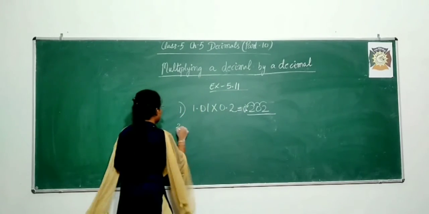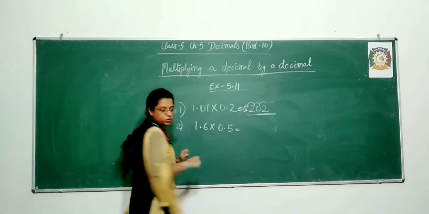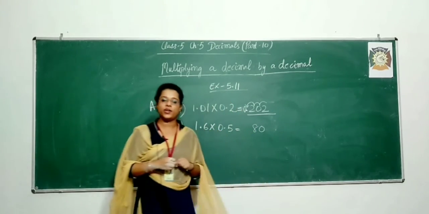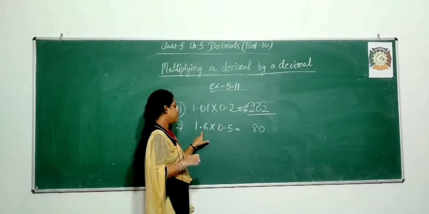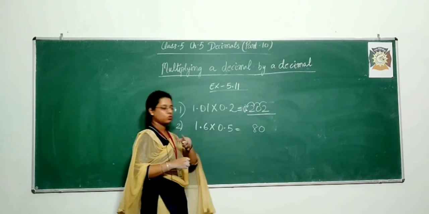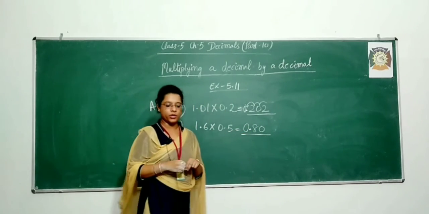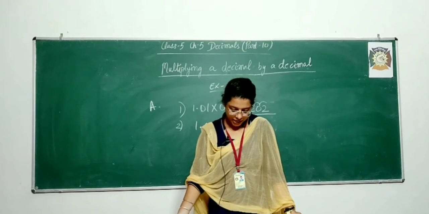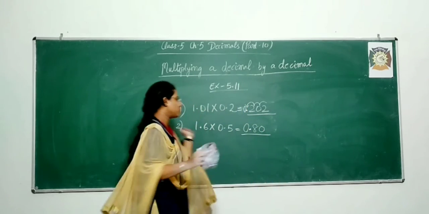Let's do some more parts. 1.6 into 0.5. It is given to be equal to 80. We have to place the decimal point at the correct position. Count the number of decimal places. It is 1 plus 1, 2 in total. So decimal point will be placed here and the answer will be 0.80. In the next part, we have to find the product and multiply. So let's do some parts of these also.